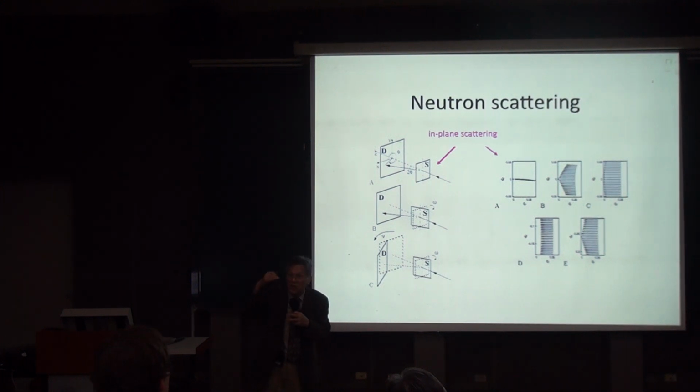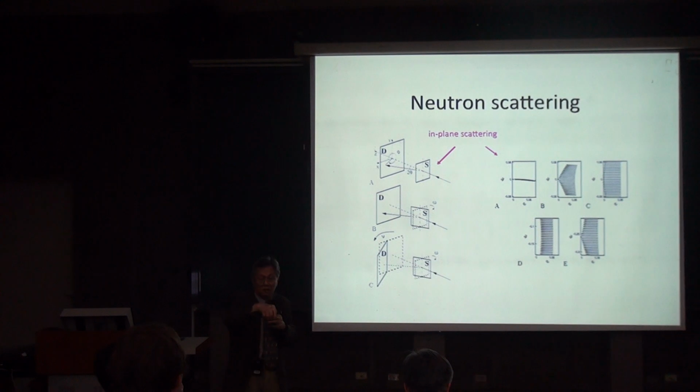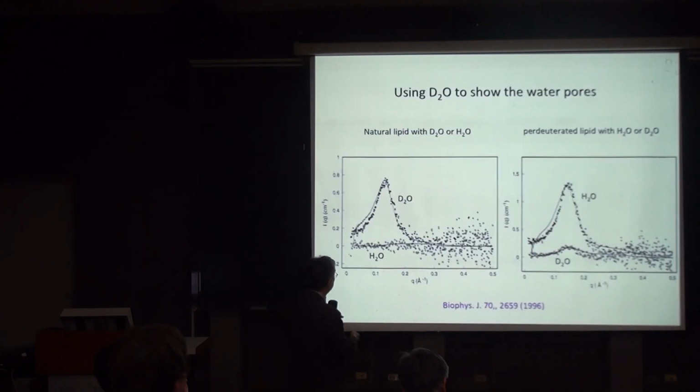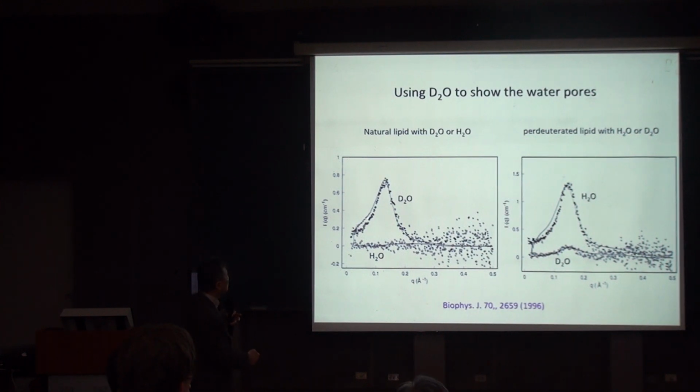But if you exchange H2O to deuterium oxide, D2O, heavy water, deuterium has a very peculiar property to neutrons. So the neutron will see the D2O very differently from the lipid molecule. And you'll be able to see the contrast if there are holes where the water goes through. And indeed, that's what we saw. If you change to D2O, there's a peak.